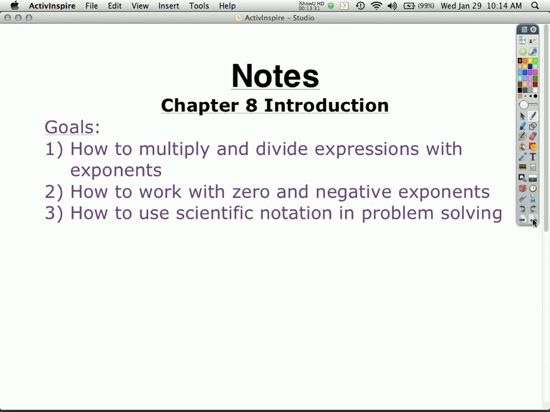It's all about exponents. We're going to learn some different methods for simplifying, multiplying and dividing expressions with exponents. You're going to deal with zero and negative exponents, which you were introduced to last year, but we're going to work with at a very high level this year. And you're going to learn how to use scientific notation to solve real-world problems.